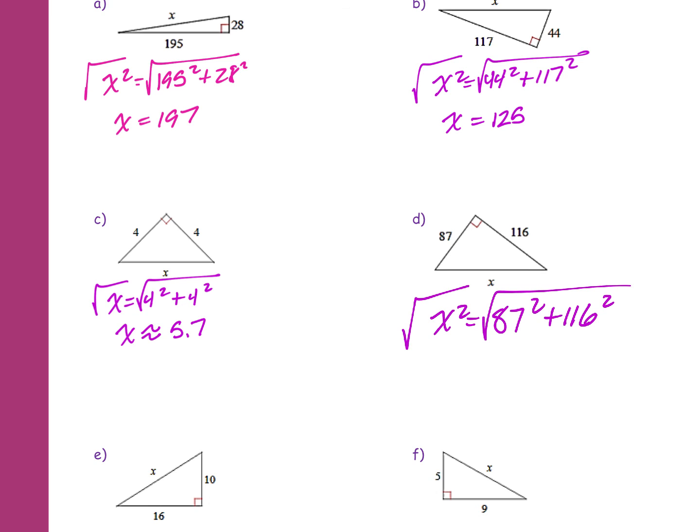Square root. X is going to be 87. Oops. I need a new line. Square root 87 squared plus 6 squared. 145. D is 145. You didn't get 145?